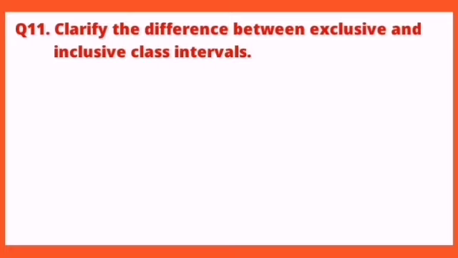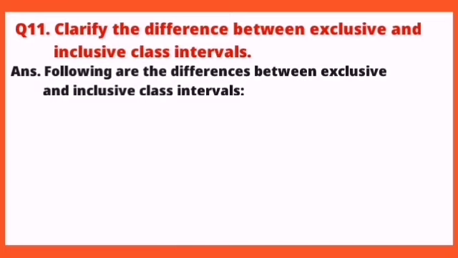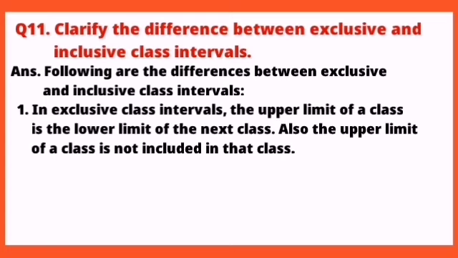Question 11. Clarify the difference between exclusive and inclusive class intervals. Answer. Following are the differences between exclusive and inclusive class intervals. 1. In exclusive class intervals, the upper limit of a class is the lower limit of the next class. Also, the upper limit of a class is not included in that class.